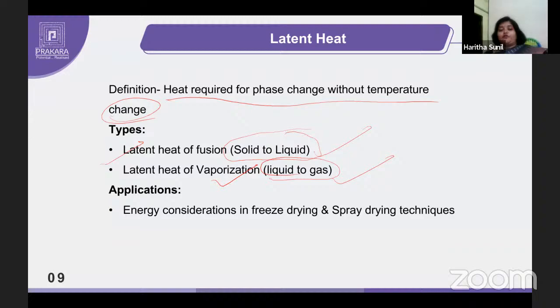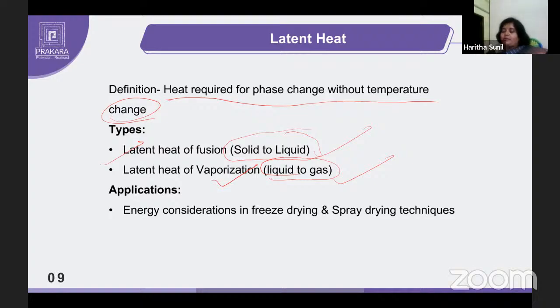For the latent heat of fusion, you can take the example of melting of excipients, like cocoa butter, which you would have used in the preparation of suppositories, right? That is the latent heat of fusion. And for latent heat of vaporization, the example is evaporation of solvents during the spray drying process. Those are the examples for latent heat of fusion as well as vaporization.